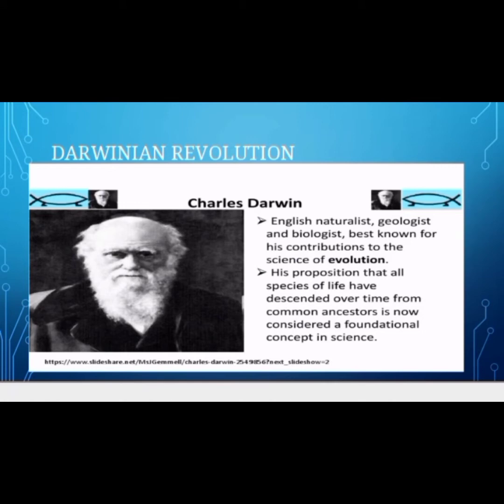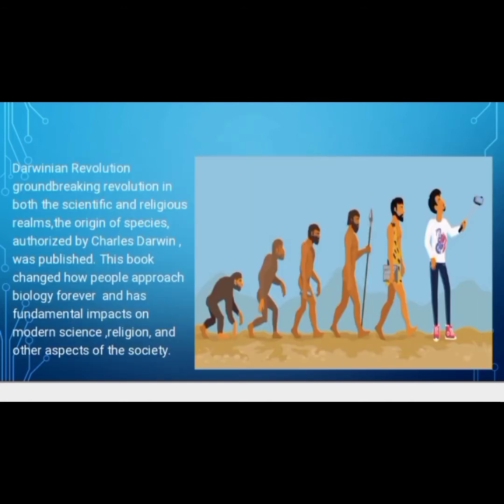Darwinian Revolution. This was a theory of Charles Darwin. Charles Darwin was an English naturalist, geologist, and biologist, best known for his contribution to the science of evolution. His proposition that all species of life have descended over time from common ancestors is now considered a fundamental concept in science. His theory of evolution is a groundbreaking revolution in both the scientific and religious realms.